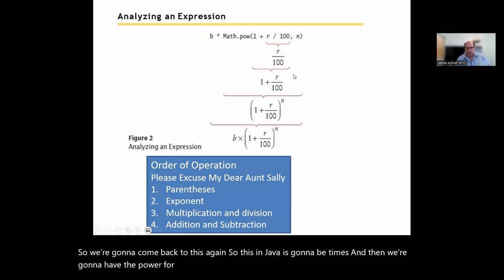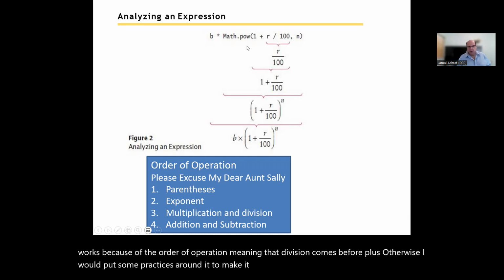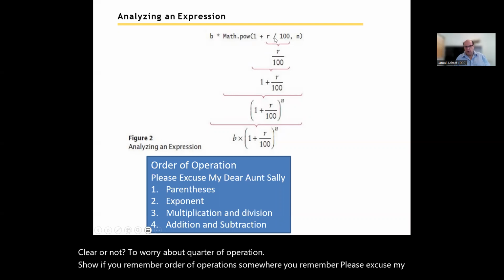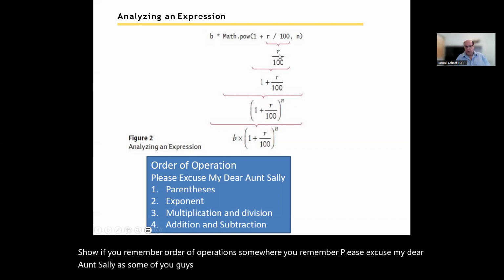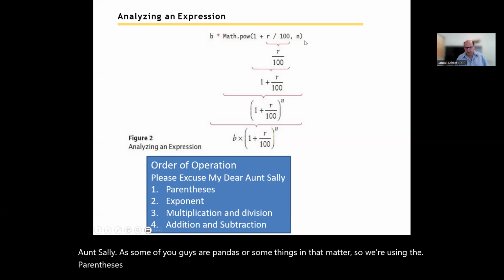So if we go through this, inside of these parentheses, we want to do the parentheses first. Then inside the parentheses, I have a plus and I have a division. So the division comes first. We're going to do the division first, then we're going to add 1 to it. Then we're going to do the power, because it's part of these parentheses right here. And then we're going to do the multiplication.